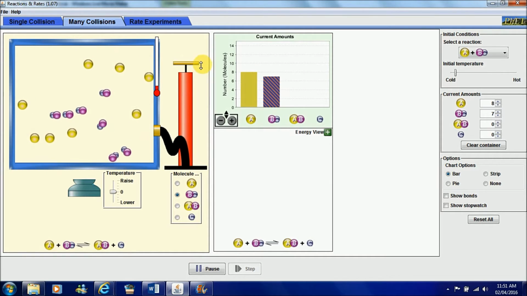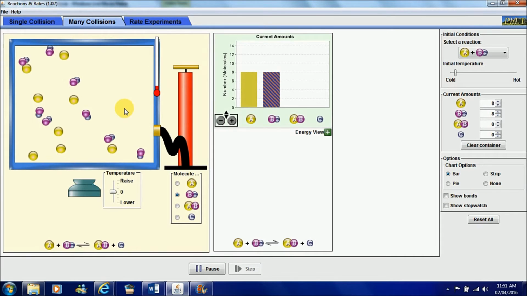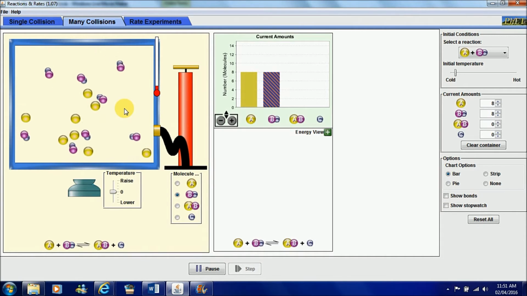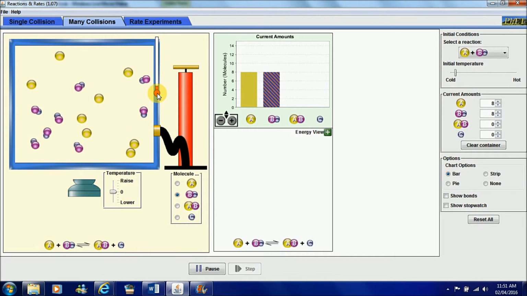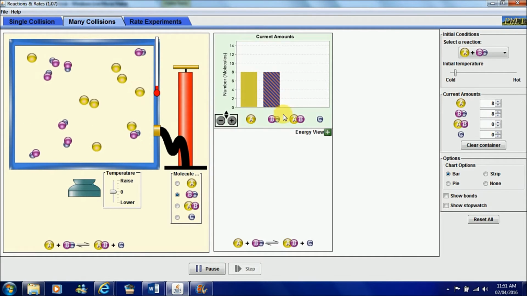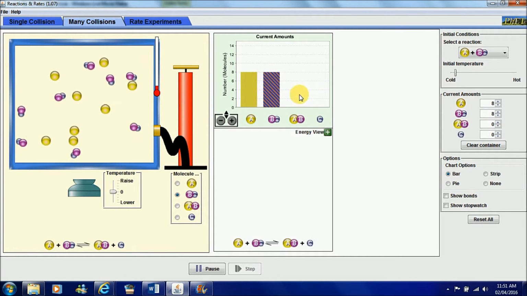Now what you'll notice initially is that these reactant molecules are moving fairly slowly, so the energy within this reaction is quite low. Some collisions are occurring, however, those collisions are not yet resulting in any new products being formed.